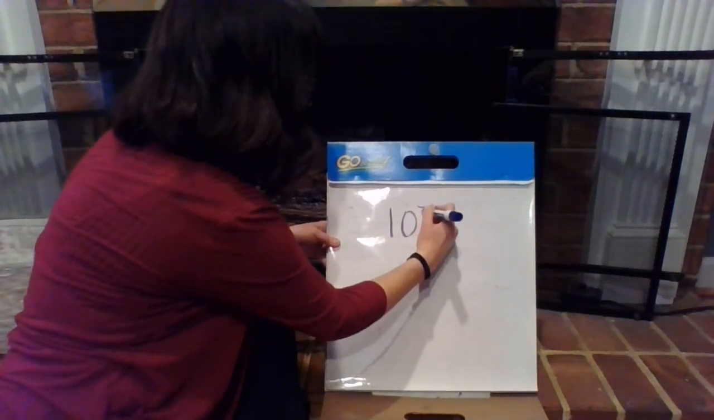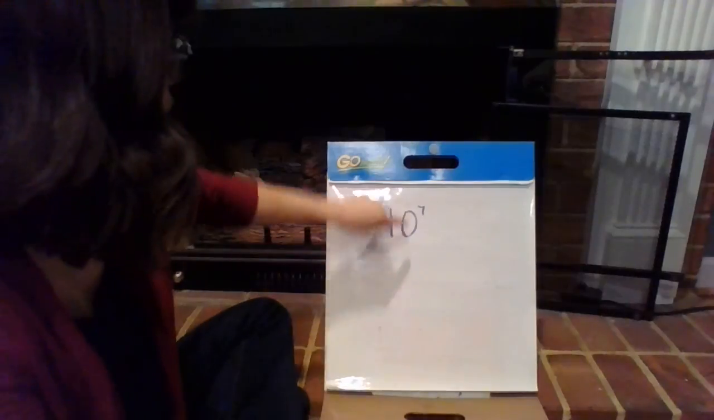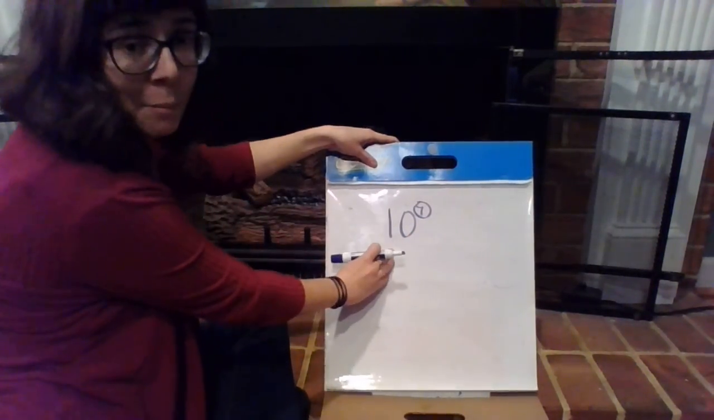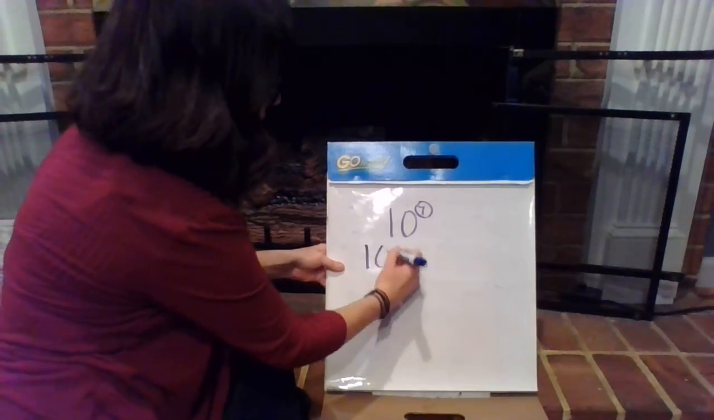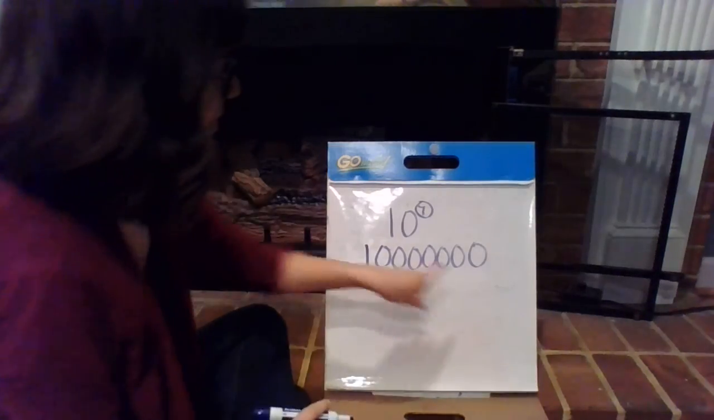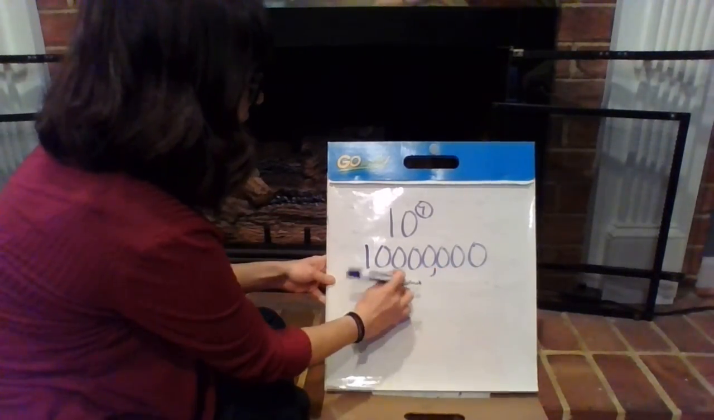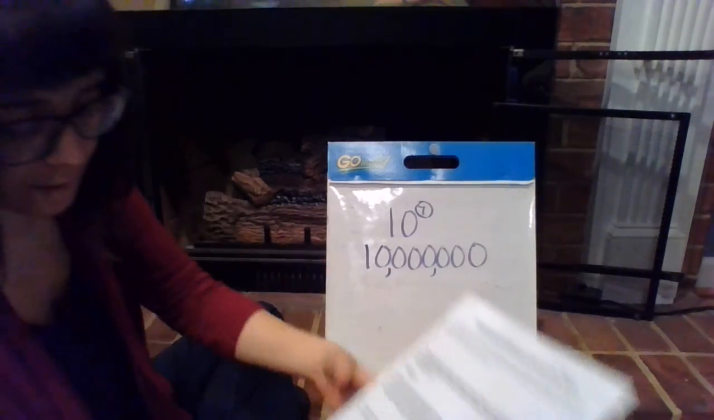But then if I look at my answer choices, they don't have any exponents in the answer choices. They just have what it would equal. So I know that this 7 exponent, if I'm working with 10 as my base, is going to be a 1 with 7 zeros. Okay, I start with ones, tens, hundreds, comma, thousands, 10,000s, 100,000s, comma. So I have 10 million, which would be choice C.